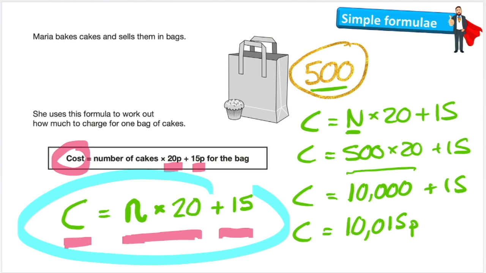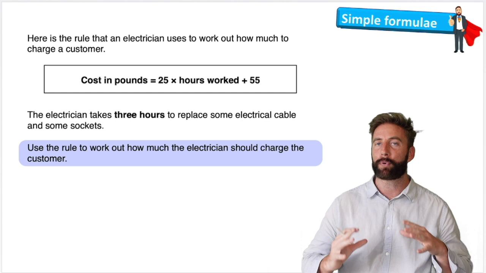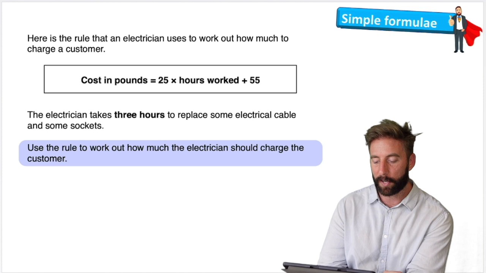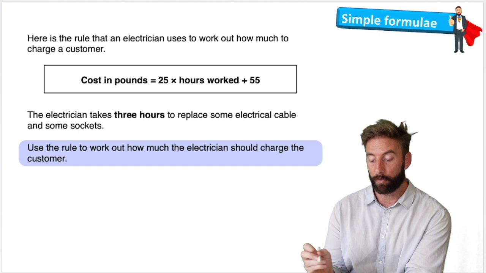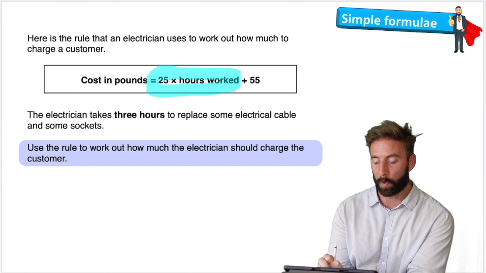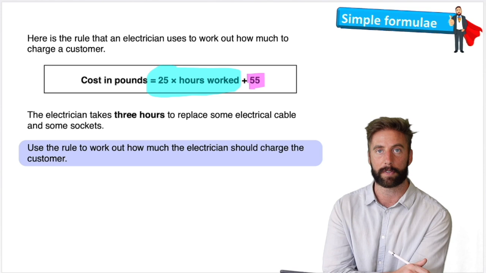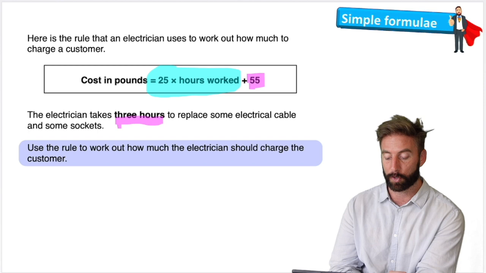Okay, hopefully you've understood what a formula is, how to write one, and how to solve one. Now it's your turn. Press pause on the video, leave this screen up for a moment, and see if you can work out this question. It says, here is the rule that an electrician uses to work out how much to charge a customer. So, the cost in pounds is £25 for every hour worked. But then he also charges £55 just for coming to your house. So the electrician takes 3 hours to replace some electrical cables and some sockets. Use the rule or the formula to work out how much he's charged this customer.